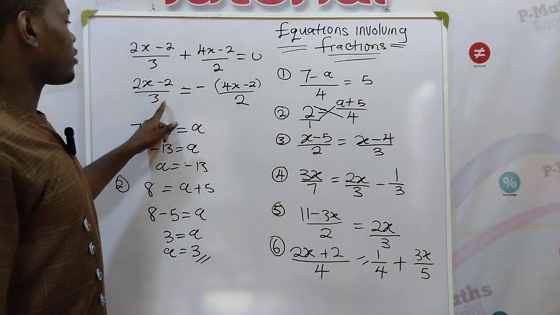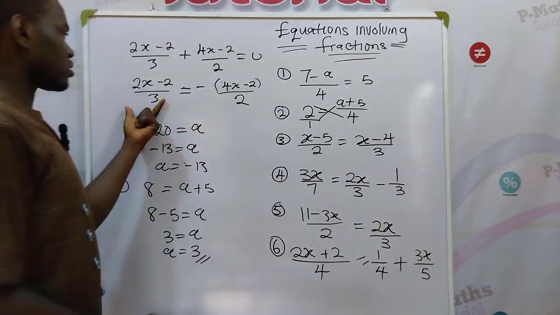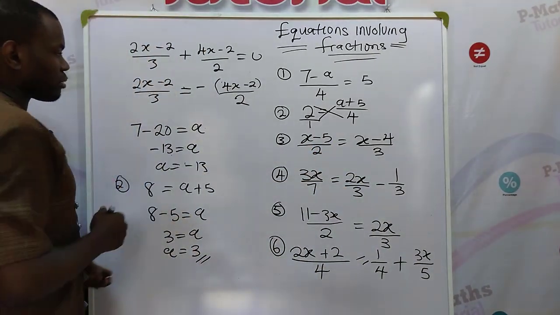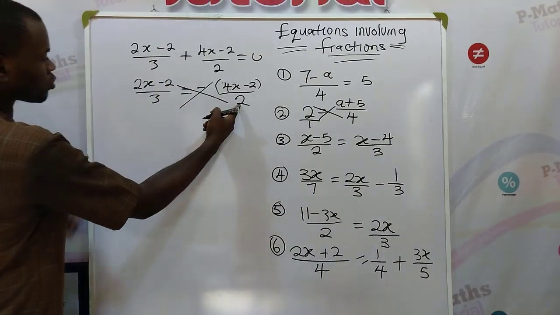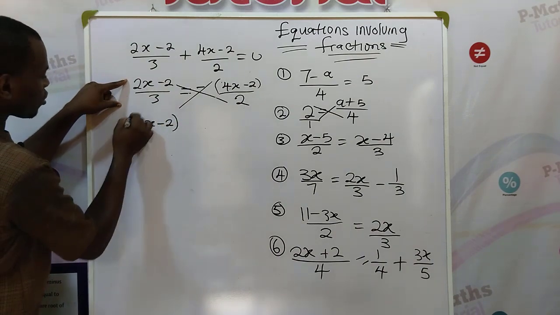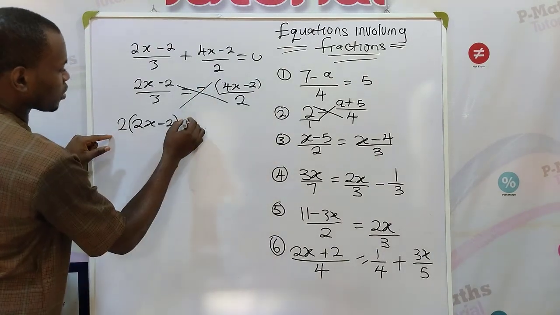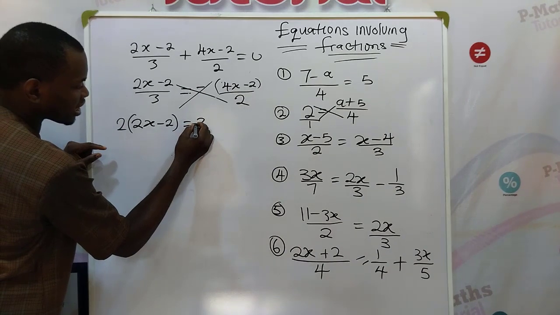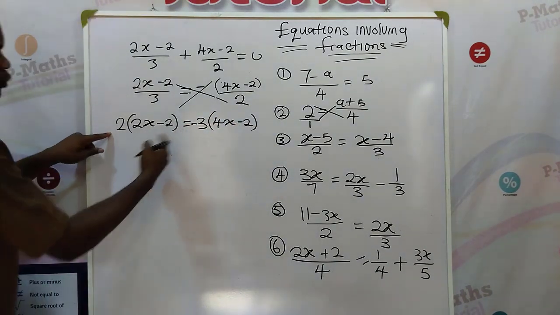So you discover now that we have the same situation as we have here. This equal to this equal to this. So when you have such cases, what do you do? You cross and multiply. So I'm going to cross and multiply. 2 will multiply here. So I'll have 2x minus 2 multiplied by 2, this denominator. Then 3 will multiply here. Because of this negative, it becomes a negative 3, multiplying 4x minus 2. You fold the bracket.